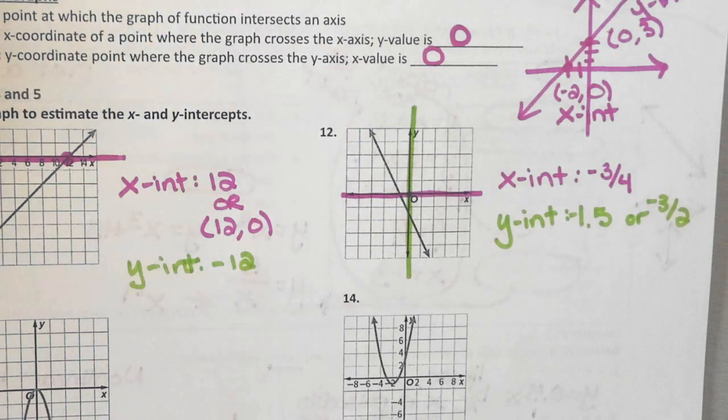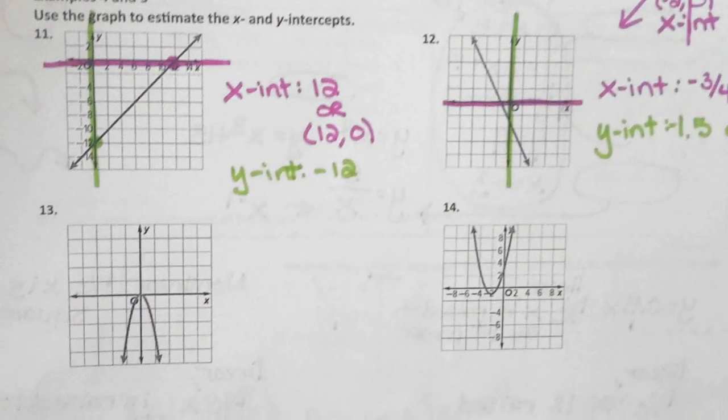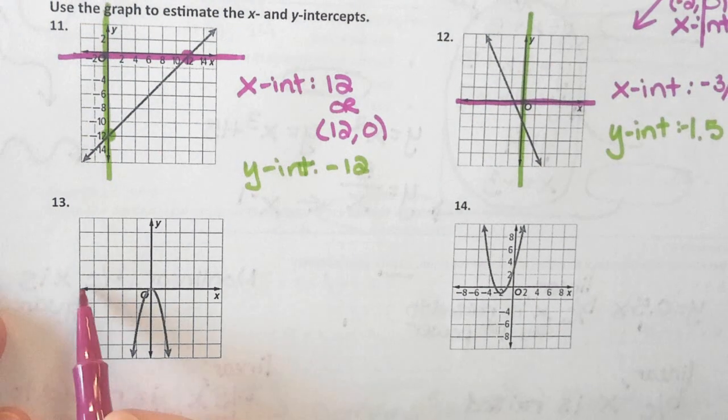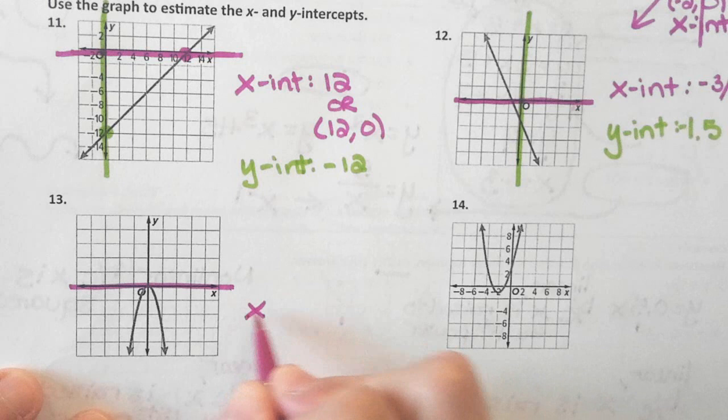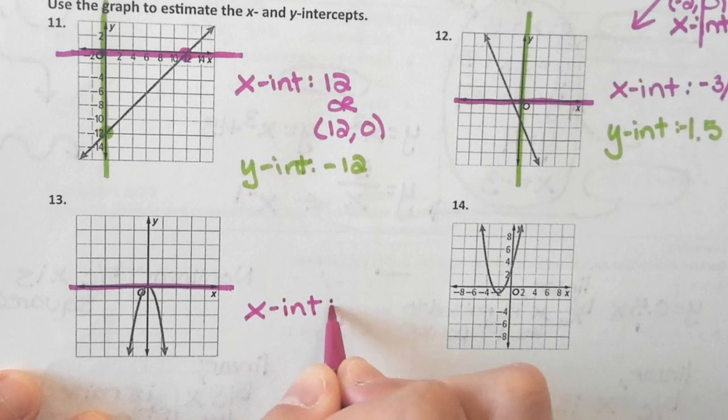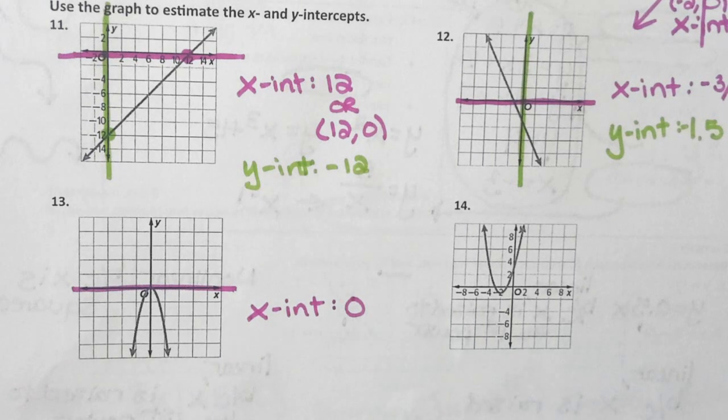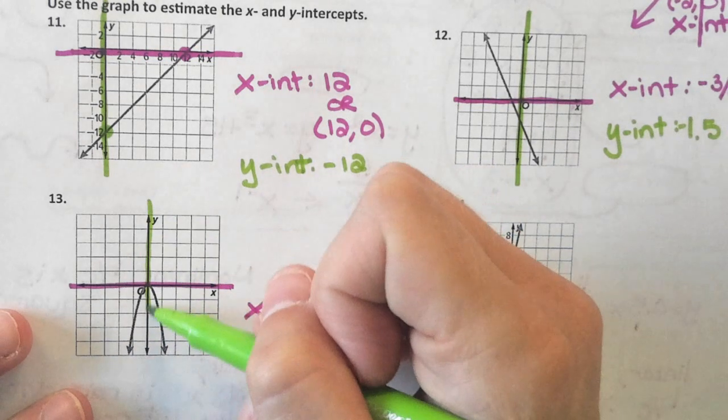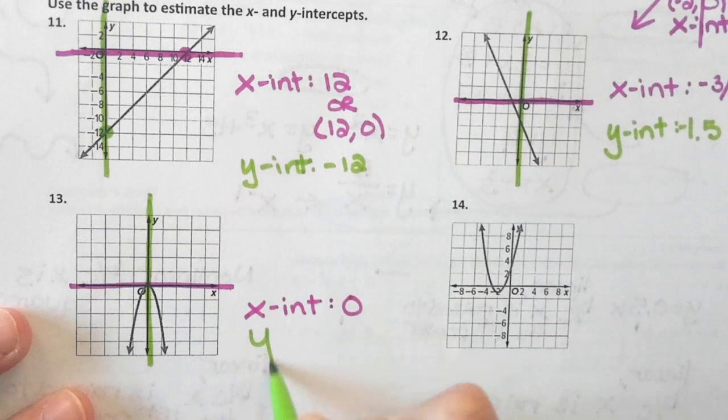Let's look at 13. What do we think about 13? What's my x-intercept? 0. What's my y-intercept? 0.